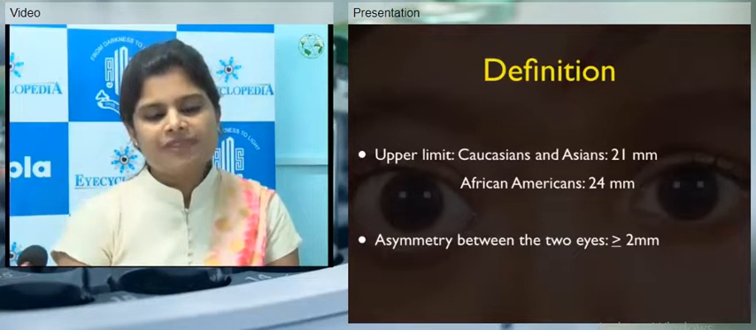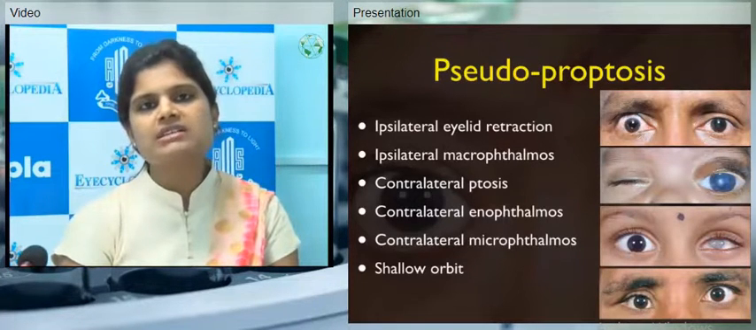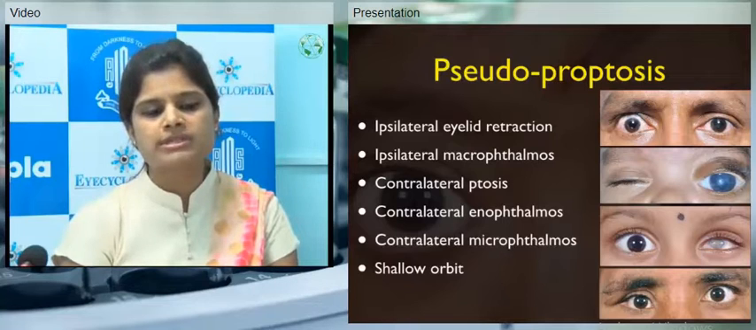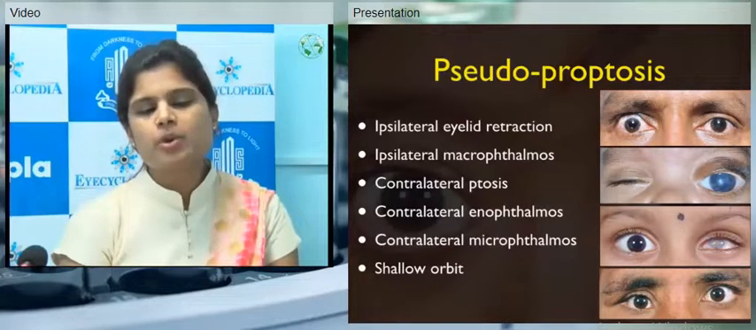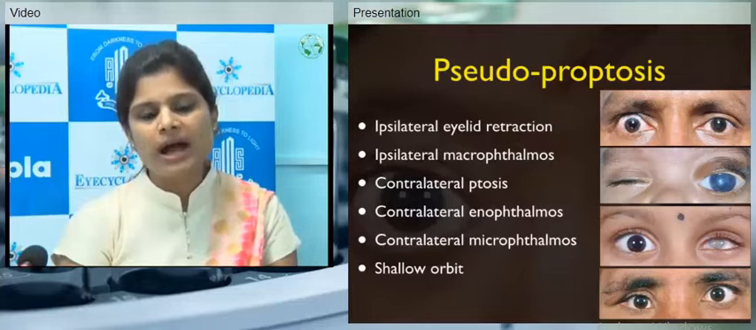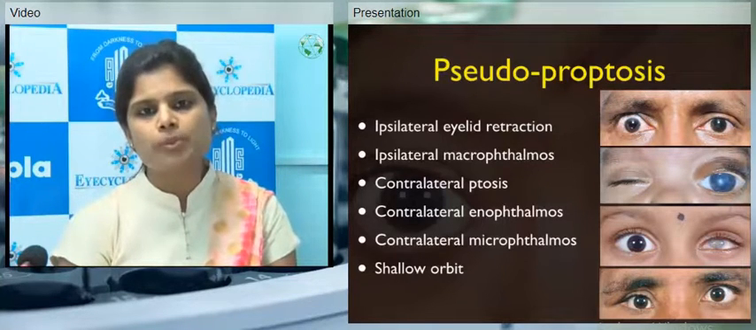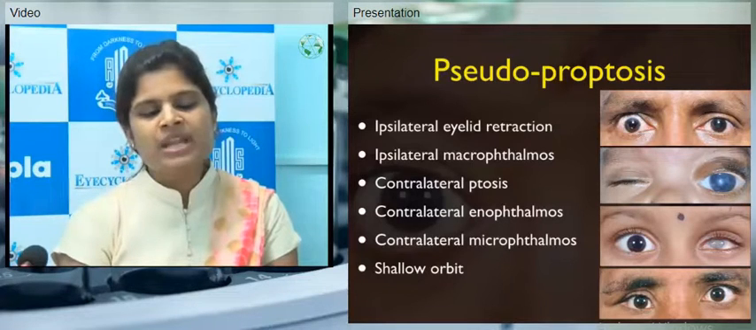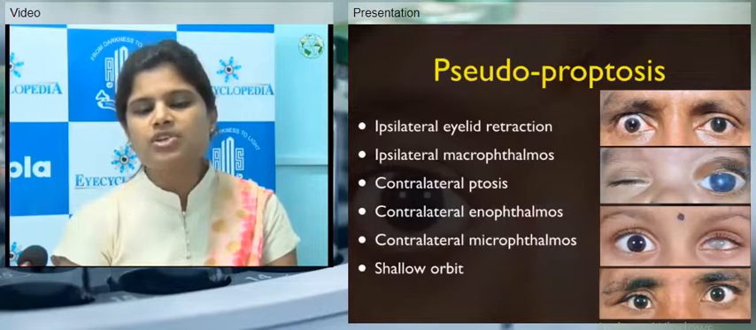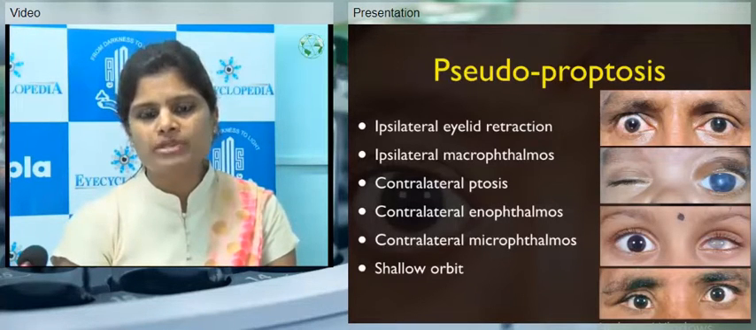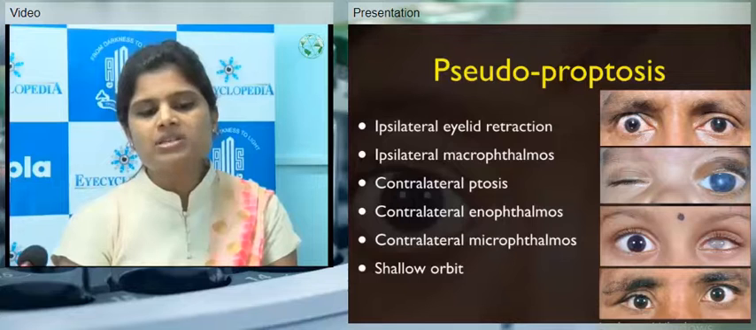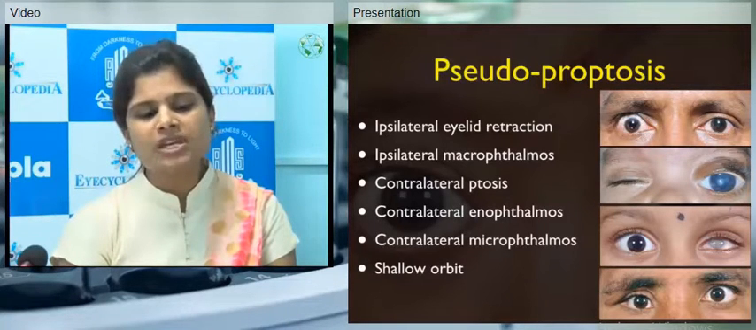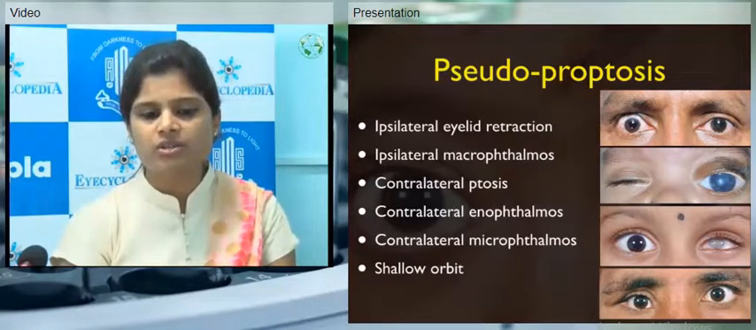Also, when we define the term proptosis, the other thing we should be aware of is the terminology pseudo-proptosis. Pseudo-proptosis means that the proptosis is truly not there, but the eye appears to be prominent or proptosed. As you can see in the pictures towards the right, the topmost picture shows that the patient actually does not have proptosis, but the right eye appears very prominent. That is because the patient has eyelid retraction.